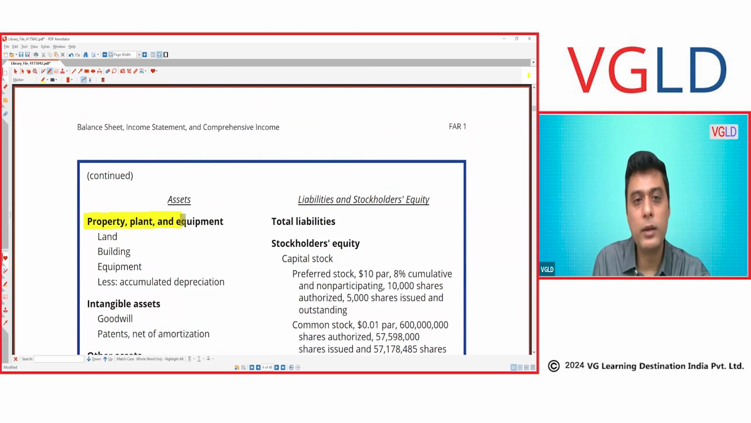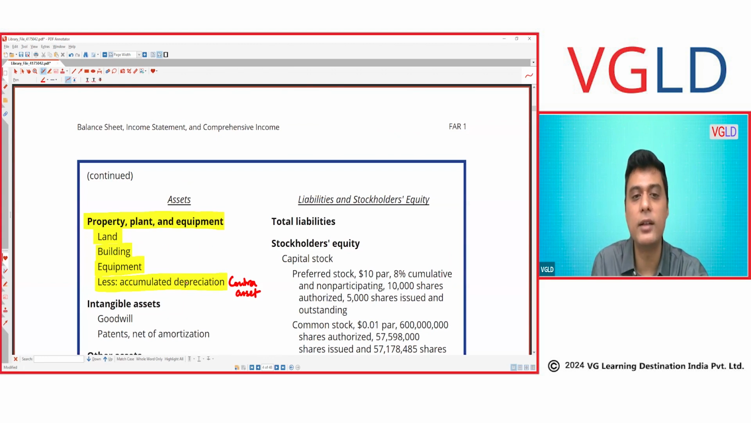Property, plant and equipment. Like I said, property, land is property, building is plant, everything else falls in the equipment category. Equipment, less accumulated depreciation. So accumulated depreciation is a contra asset. It is reducing the asset balance, right?